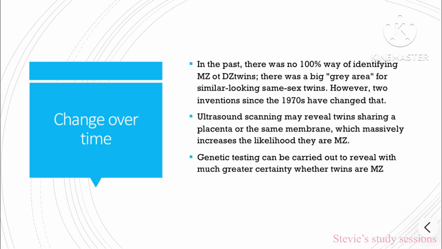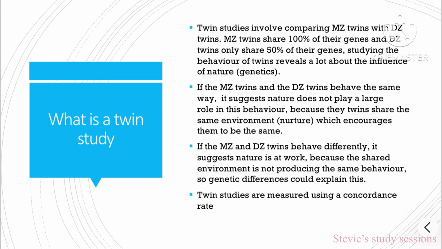However, 2 inventions since the 1970s have changed that. Ultrasound scanning may reveal which twins are sharing a placenta or the same membrane, which has massively increased the likelihood that they are MZ twins. Genetic testing can be carried out to reveal, with much greater certainty, which twins are MZ twins. Twin studies involve comparing MZ twins with DZ twins. MZ twins share 100% of their genes, and DZ twins only 50% of their genes.